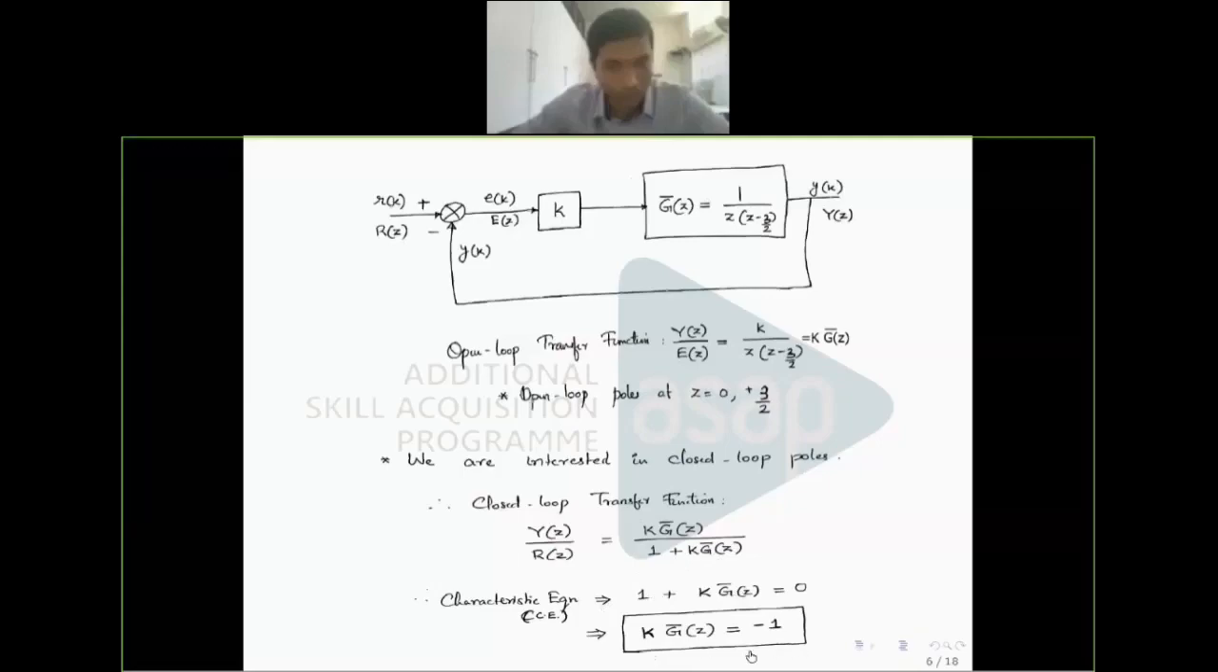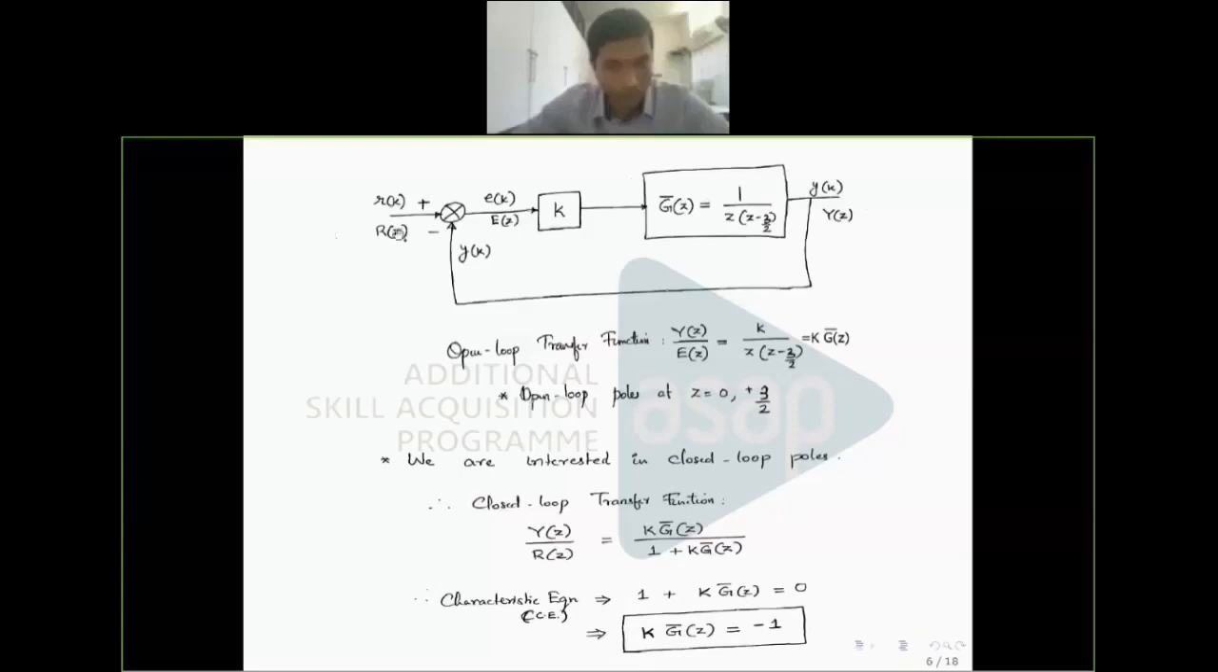So this is the characteristic equation of the closed loop transfer function. The solution of the characteristic equation of the closed loop transfer function gives the closed loop poles. Any point in the z plane which satisfies this condition is a closed loop pole. Remember that we are interested in where the closed loop poles lie, which gives the performance of this closed loop system.